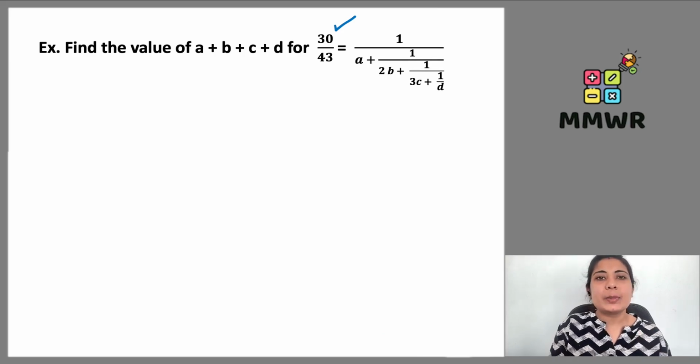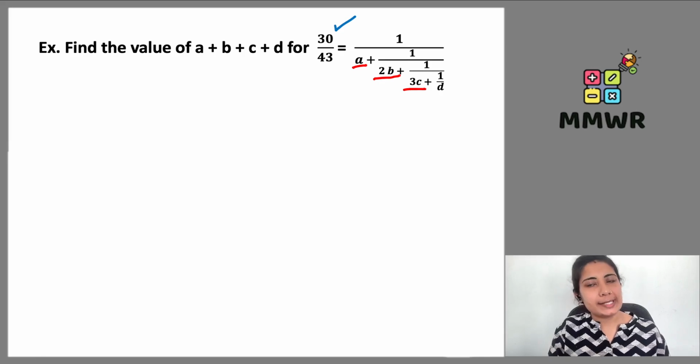We have to divide this big number 43 by 30. While doing this division, we will get the values for A, B, C, D. The first quotient is the value for A, the second quotient will be equivalent to 2B, the third quotient will be equivalent to 3C, and the fourth quotient will be D.